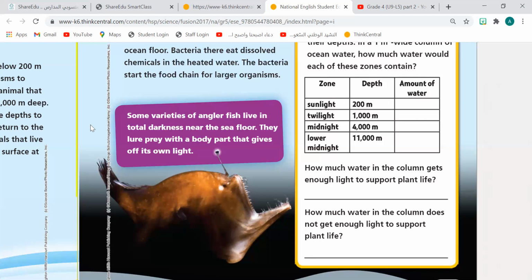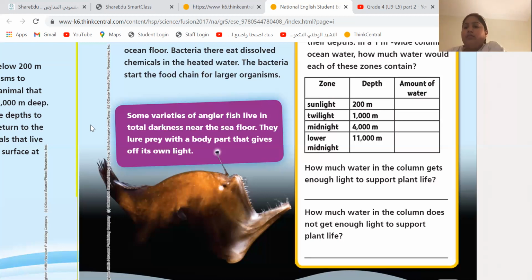So this is an angler fish. It lives down on the sea floor, in the ocean, and it needs total darkness. It loves living in the darkness. And how does it catch its prey?